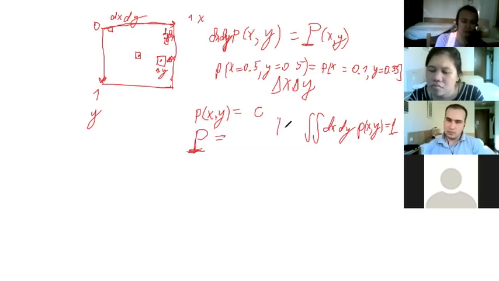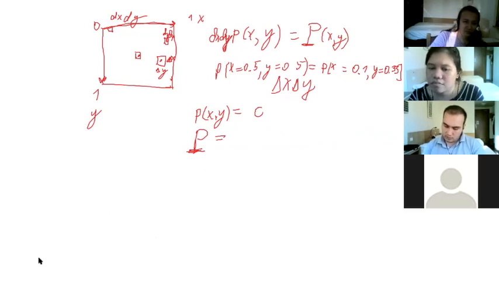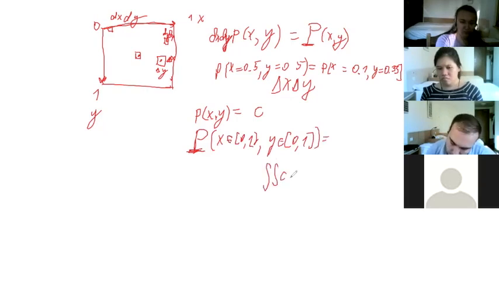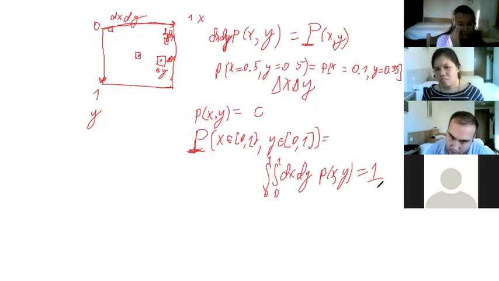Probability that a particle is somewhere on the square, anywhere in the square, okay. So the probability that x is inside 0, 1, and y is inside 0, 1 is equal to the integral from 0 to 1 dx and from 0 to 1 dy of p(x, y), and it must be 1 because somewhere it must be, okay.